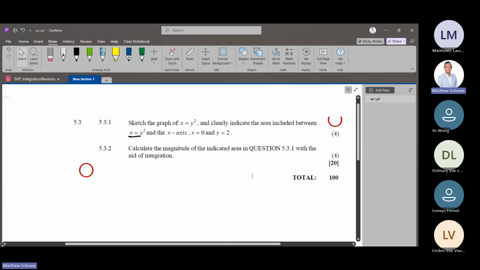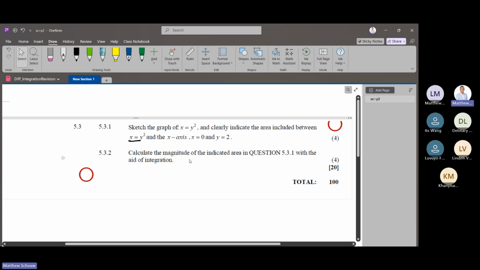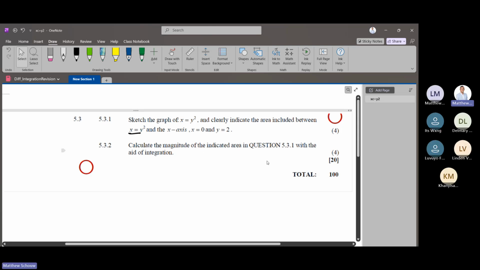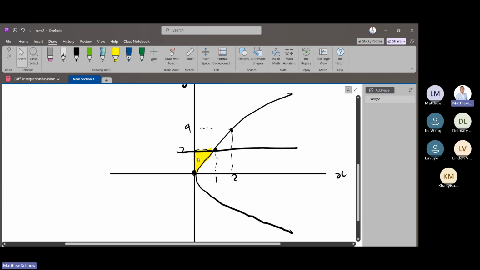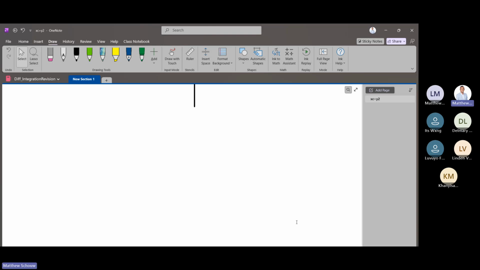So that's the first part. And then they say the next part is to calculate the magnitude of the area indicated in the previous question. So we need to find this area. Now, let me just quickly remind you on how this works.